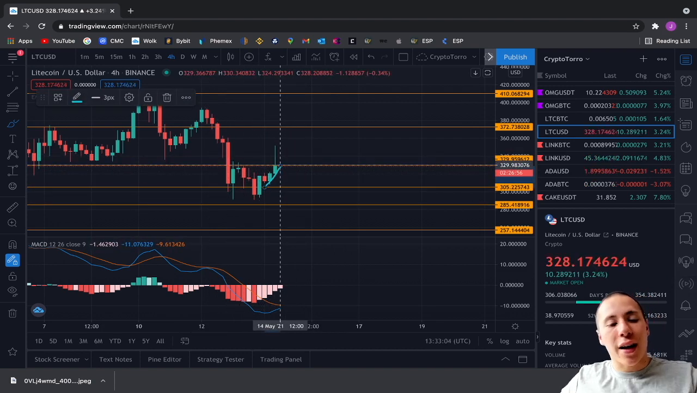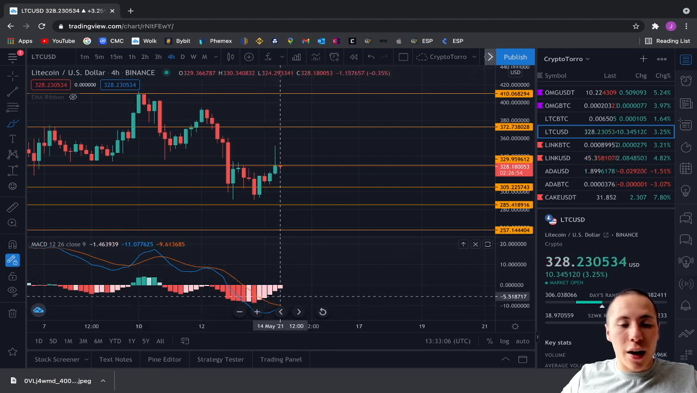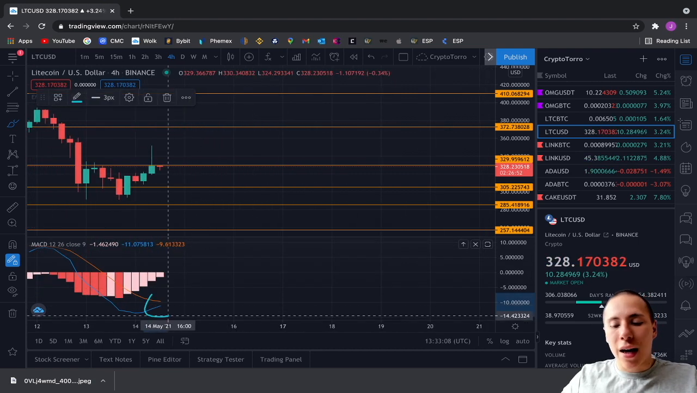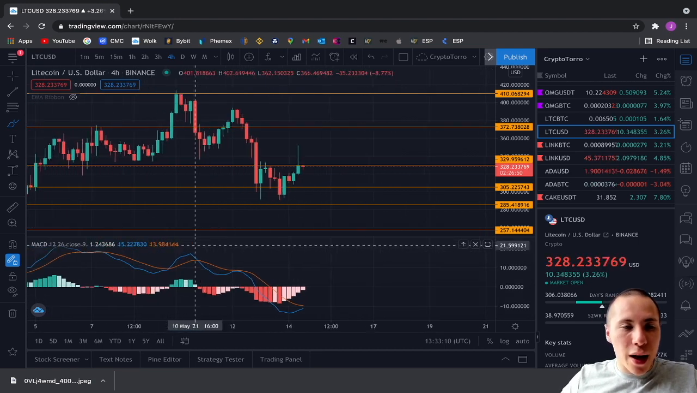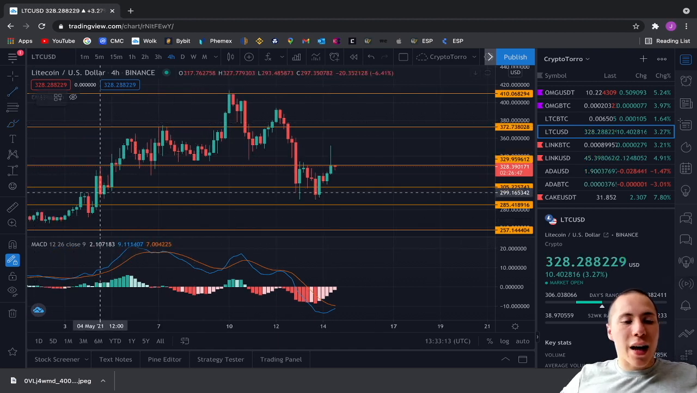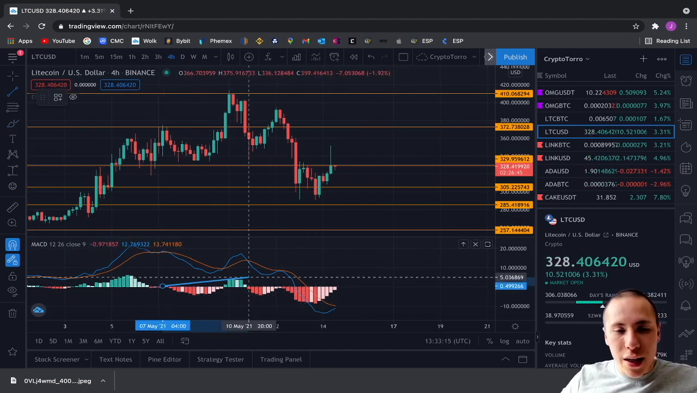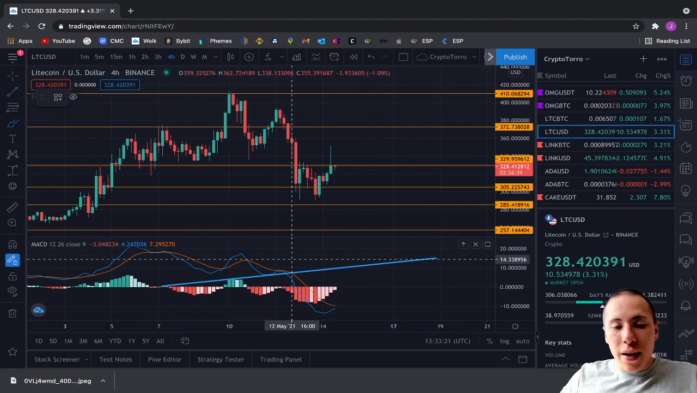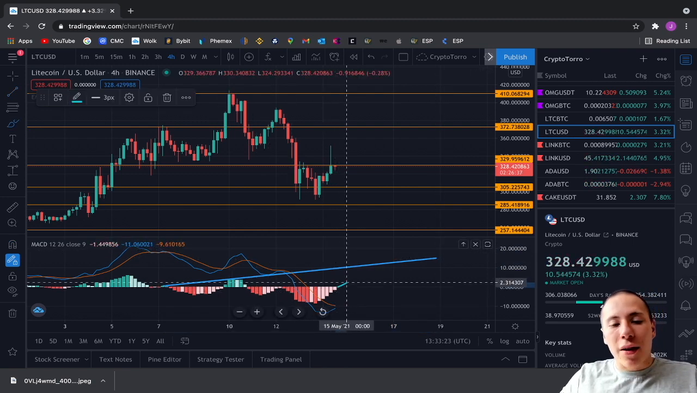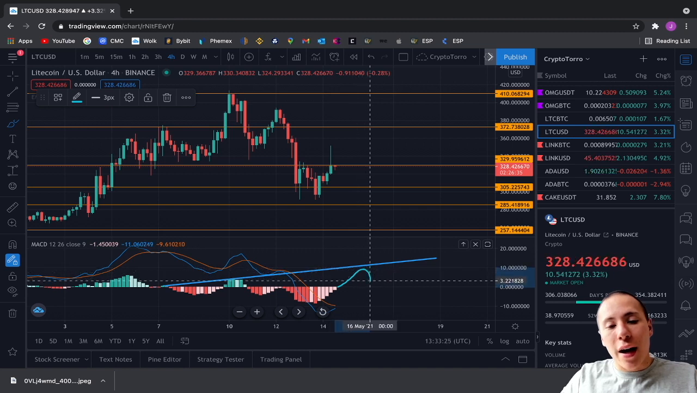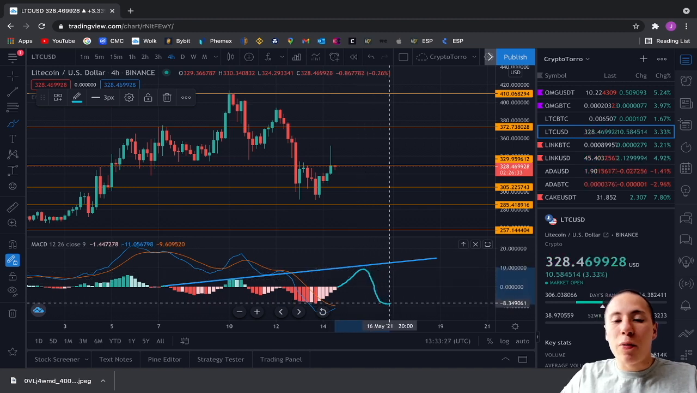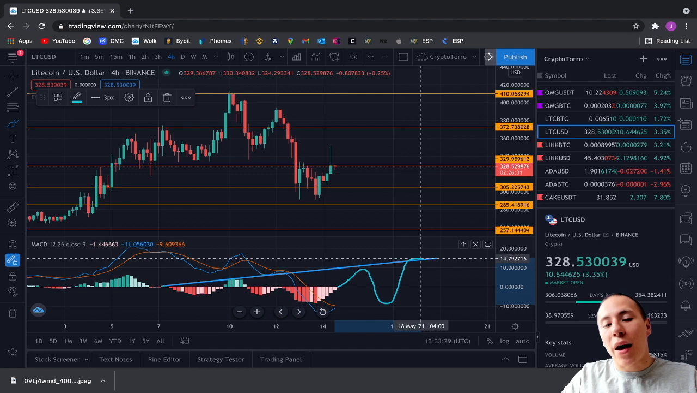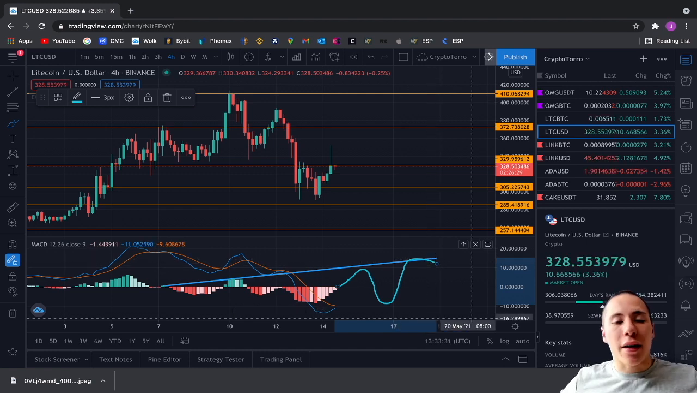But I personally think that after this crossover on the MACD, we will see a change of momentum being created. And if this happens, we could be seeing something similar to this. The momentum will be going up for a while. After that, it will go down. And if there is enough strength, we will see even more momentum after that being created on the Litecoin chart.